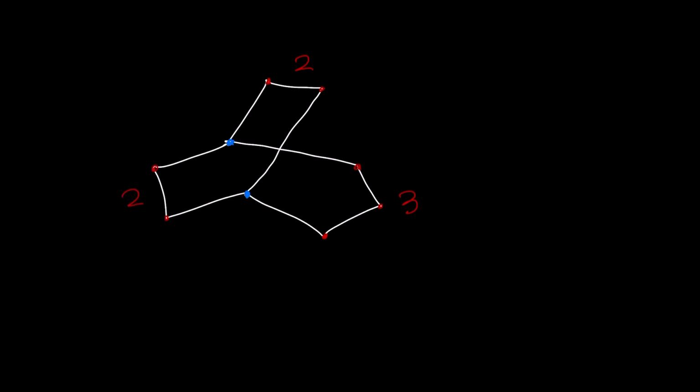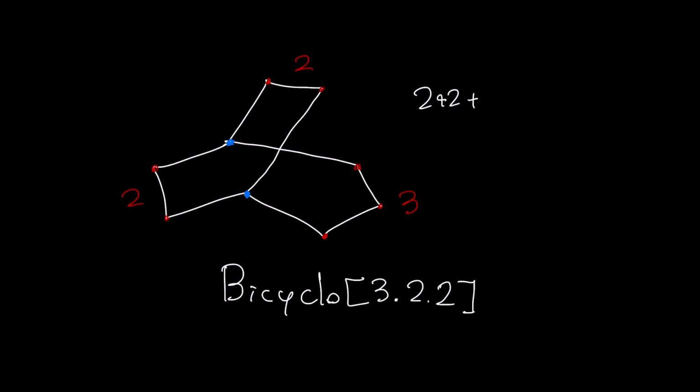and so to name it, we're going to put the word bicyclo, put the numbers in decreasing order within the brackets, then count the total number of carbons, which in this case is 2 plus 2 plus 3 plus these 2. That's going to give us 9, which corresponds to nonane.